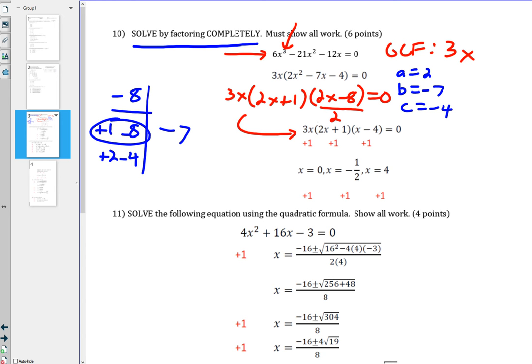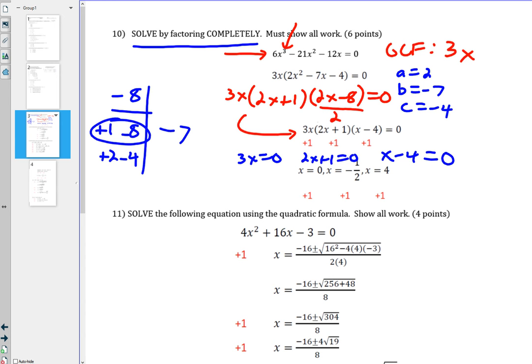And now what you did know is that you're supposed to set each factor equal to 0. How many factors do we have? 3. Do all 3 of those have a variable? Yeah, so you're supposed to make each one equal to 0. You're supposed to say 3x equals 0, 2x plus 1 equals 0, and x minus 4 equals 0. End up with x equals 0, x equals negative 1/2, and x equals 4. Just know that the points were assigned at the end. Did you get each factor correct, and then each solution?